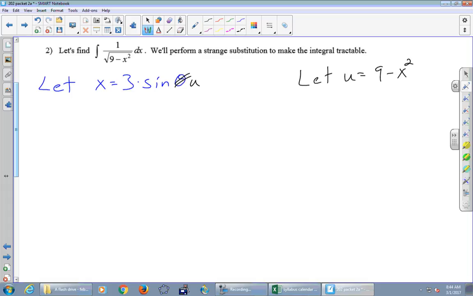And this is kind of strange to start with an x equals instead of a u equals, but you could solve this for u, couldn't you? Like divide both sides by 3, don't write this. And then how do we solve for u? Arc sine or inverse sine?